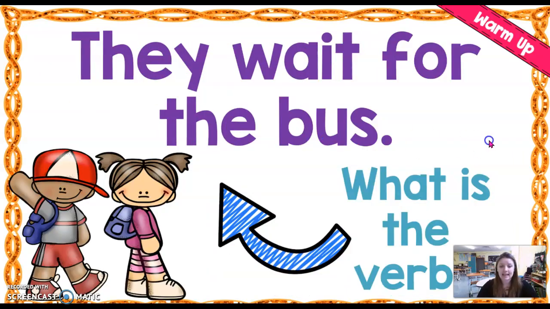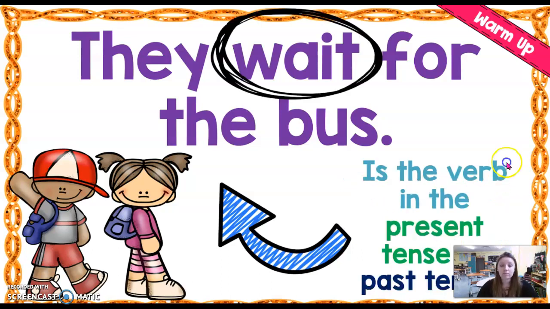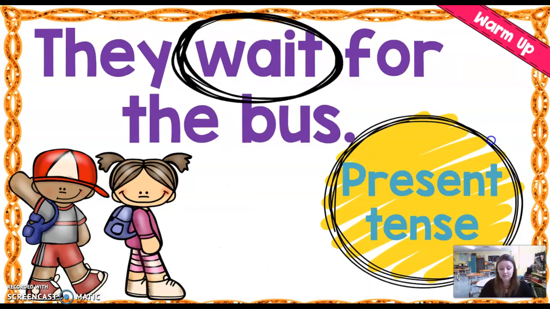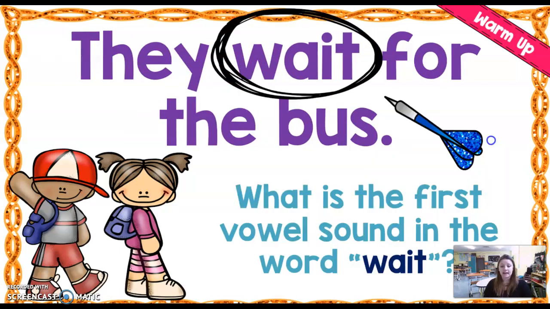Next sentence, they wait for the bus. Which word is our verb? Good, the word wait is our verb. Now here's my next question. Is it in the present tense or past tense? Wait. Good, it's happening right now. So we would say wait is present tense. Now I want you to think about what's the first vowel sound in the word wait.